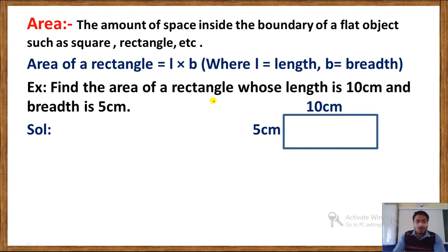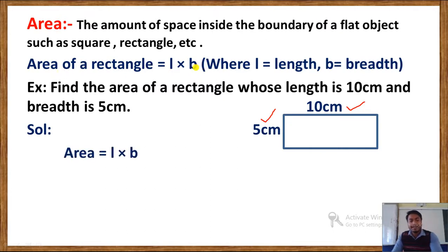Find the area of a rectangle. What we have to find out? Area of a rectangle whose length is given 10 centimeter and breadth is 5 centimeter. As you can see on the screen, here we have a rectangle, and length is given 10 centimeter and breadth is given 5 centimeter. Now we have to find out the area. So you know very well the formula to find area of a rectangle, length into breadth.